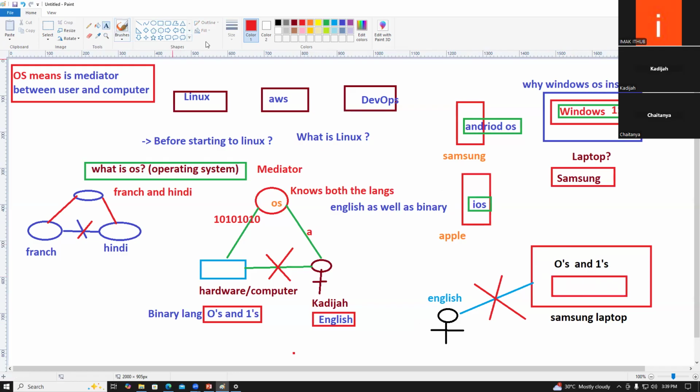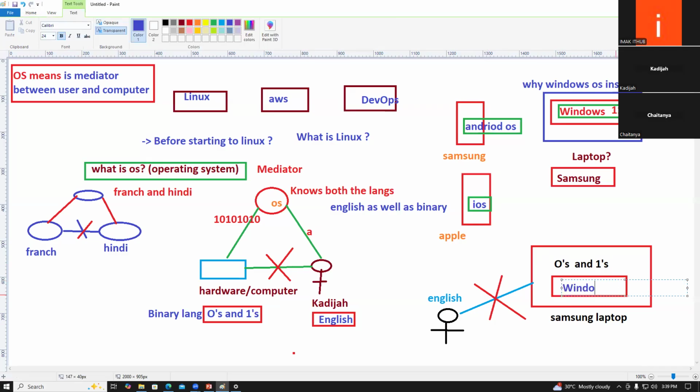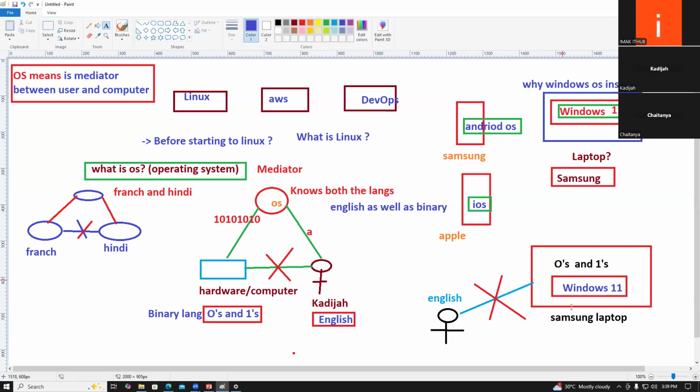So which OS is installed on your laptop? Windows. Windows 11 is installed on your laptop, right. Now you understood why we need to install a Windows OS on your laptop.